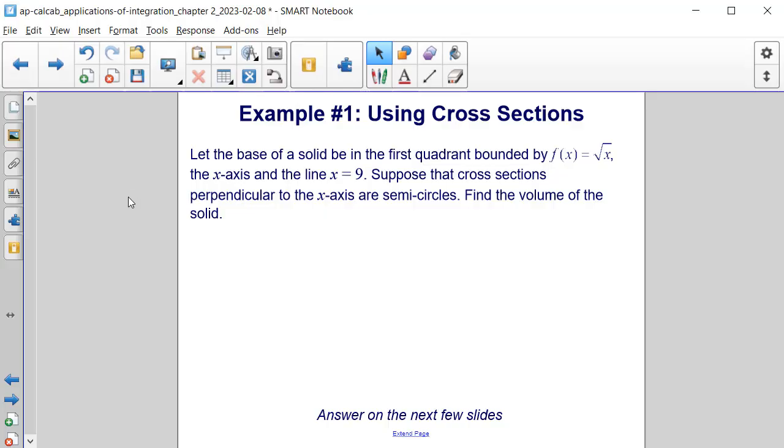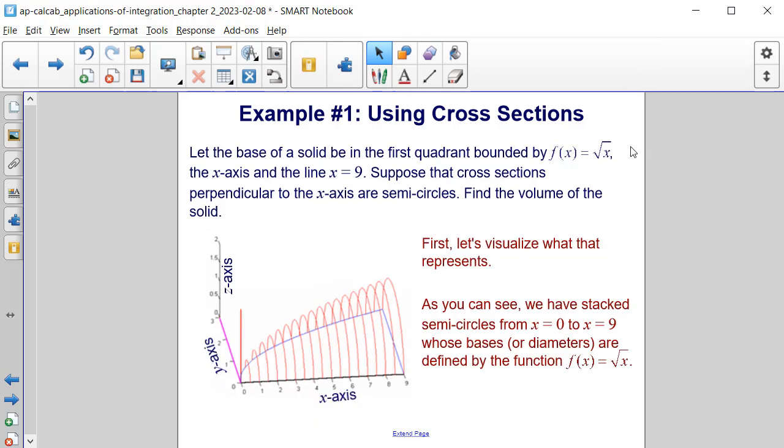Here's an example. Let the base of a solid be in the first quadrant bounded by the function f of x equals the square root of x, the x-axis, and the line x equals 9. Suppose that cross-sections perpendicular to the x-axis are semicircles. Find the volume of the solid. First, let's try to visualize what this is representing.